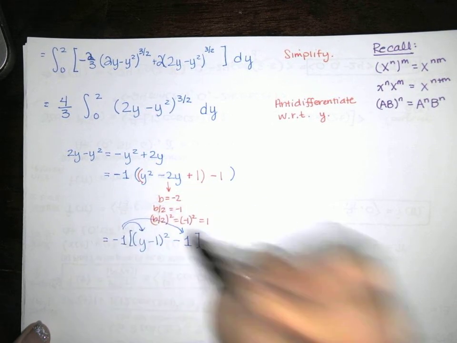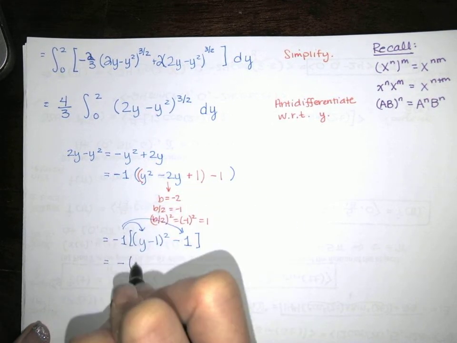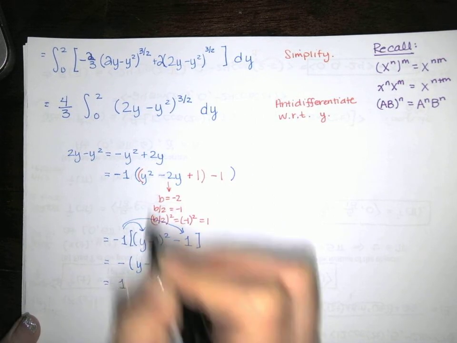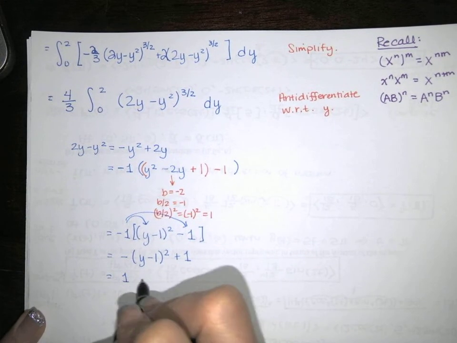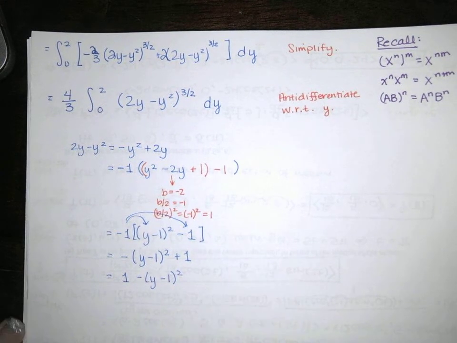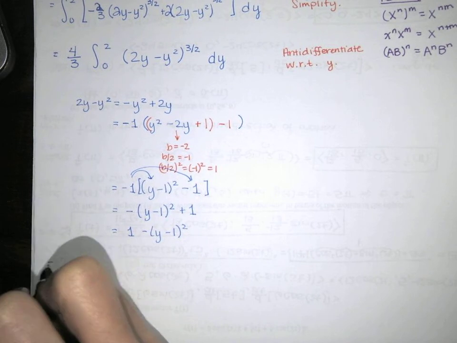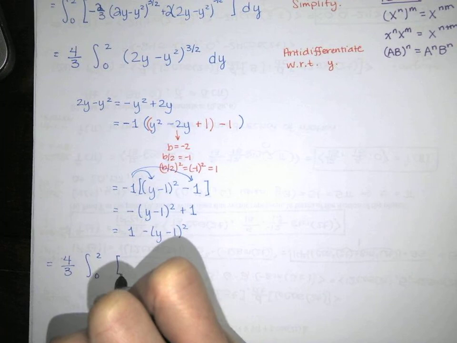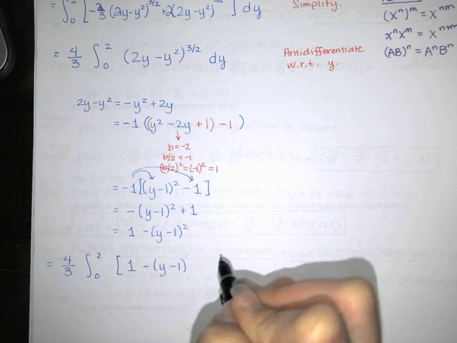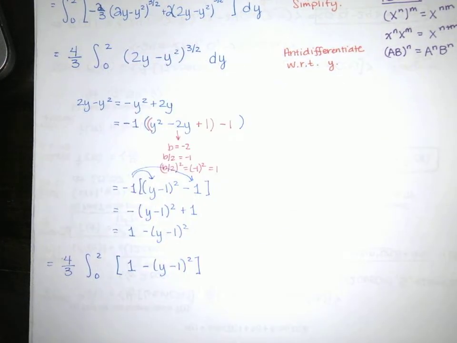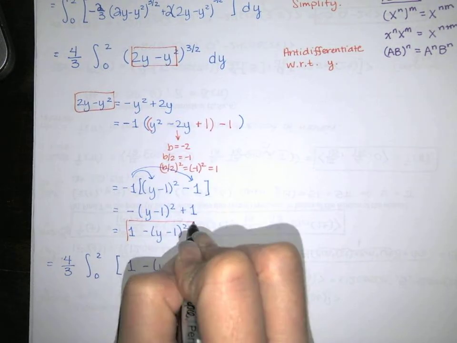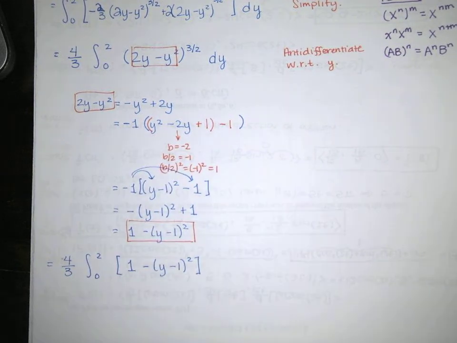And then we have to distribute the negative to both of these terms. So we end up with a negative y minus 1 squared, and a negative times a negative is a positive 1. So inside these parentheses, we have a 1 minus the quantity y minus 1 squared. That's all of this, because I'm just replacing this with this. We just said that those are algebraically equivalent by completing the square. That's being raised to the 3/2.